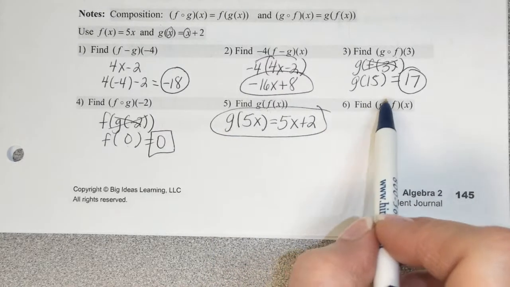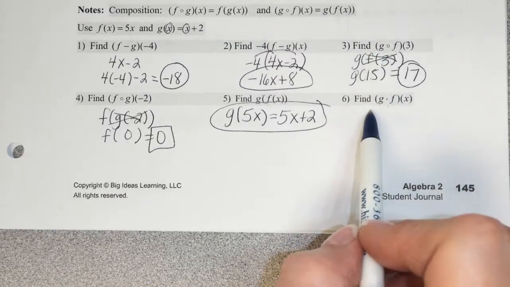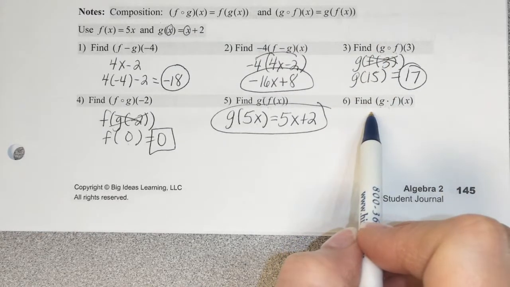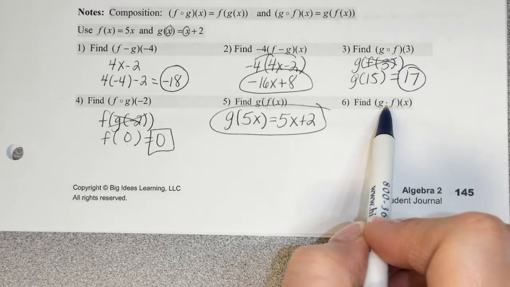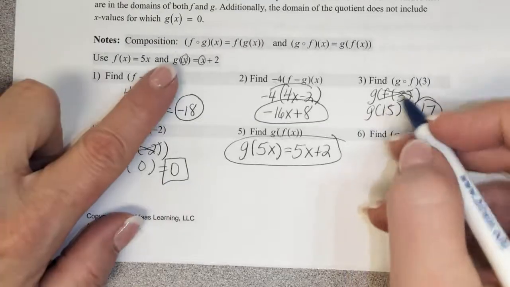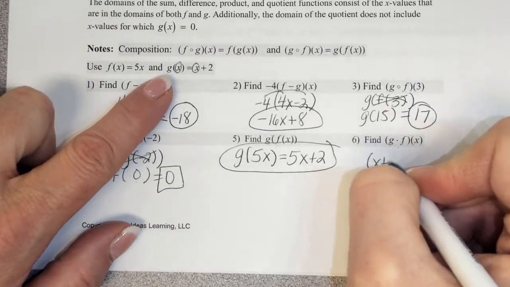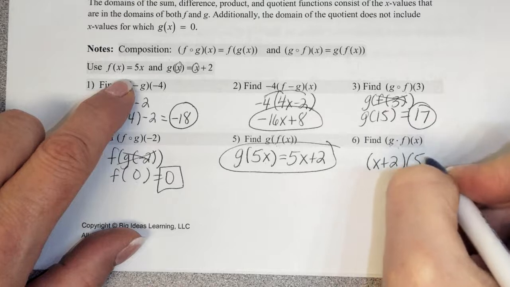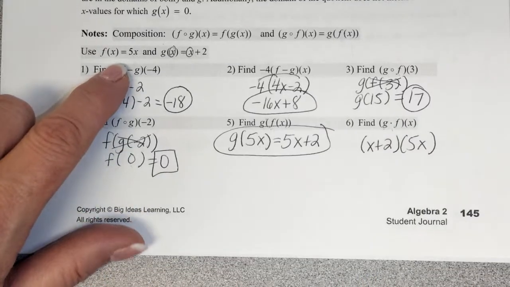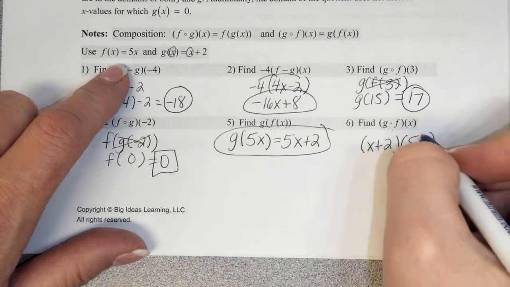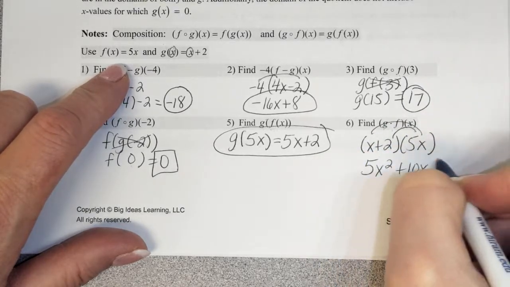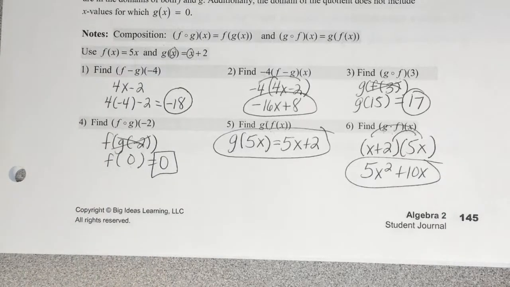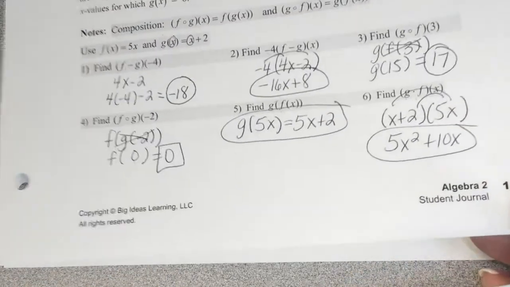What about number 6? Is that the same thing as number 3? It's not. What's this mean, guys? This symbol. Multiplication. So I'm going to take my g function and I have to multiply it by the f function. And then I just have to simplify. And so when I multiply this out, I'm going to get 5x squared plus 10x. Okay? All right, so those are the basic things there.